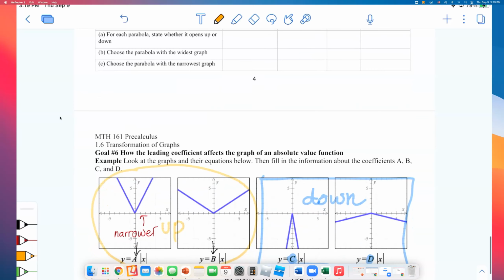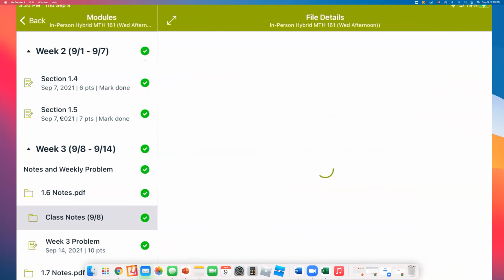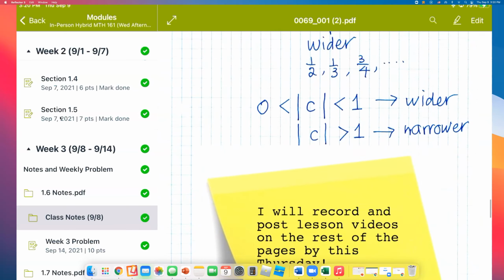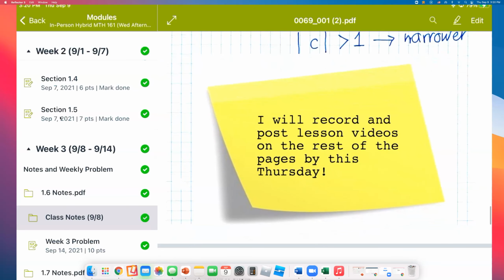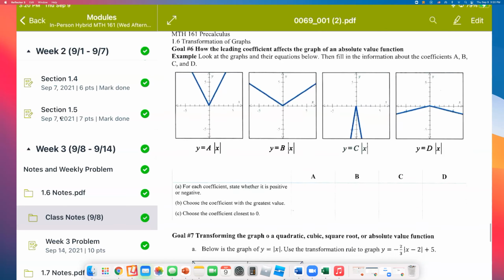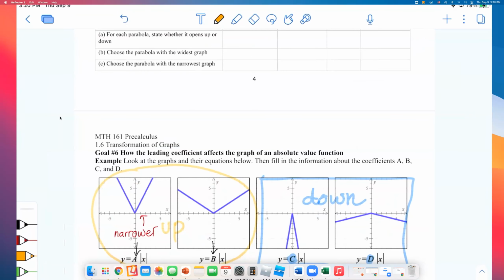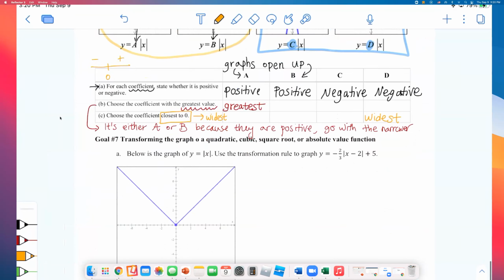I already scanned those notes and posted them on Canvas for you. These are the work that we did that day during class, but we ran out of time, so I said I will record and post lesson videos on the rest of the pages by this Thursday. So I came back and did that first part. Let me go over 3 graphing problems with you, and that will conclude section 1.6.